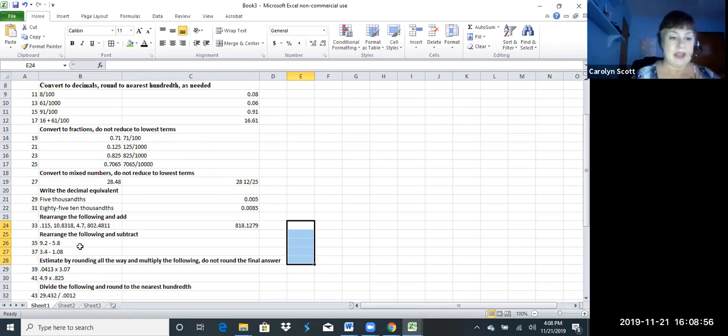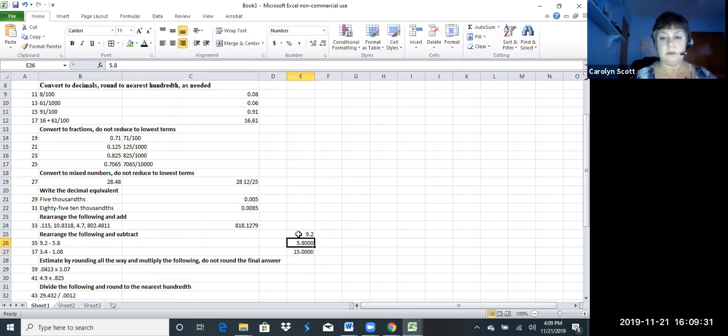Rearrange the following and subtract. So there's not much to rearrange. We've got 9.2 and we have 5.8. Everything is lined up. So we are going to subtract the tenths from each other, and we're going to subtract the ones from each other. So we all remember how to add and subtract, so I'm not going to belabor this point.